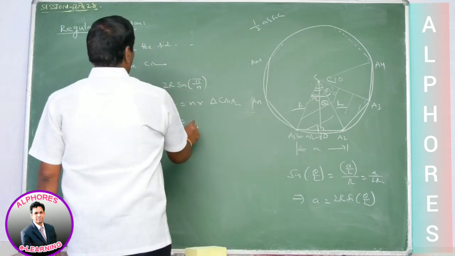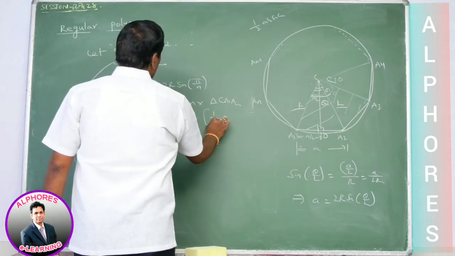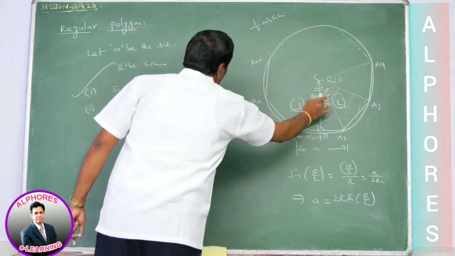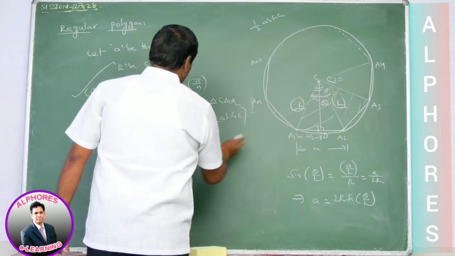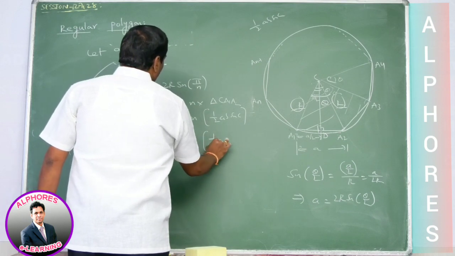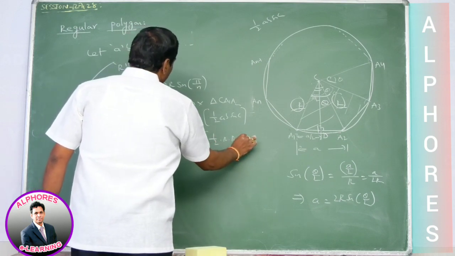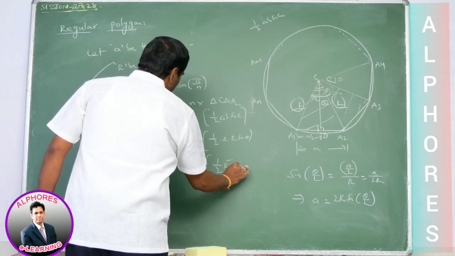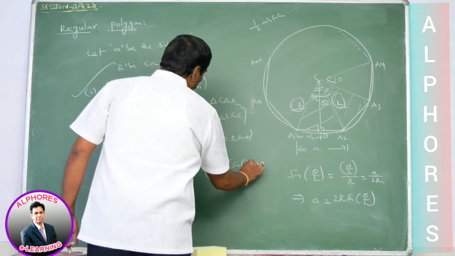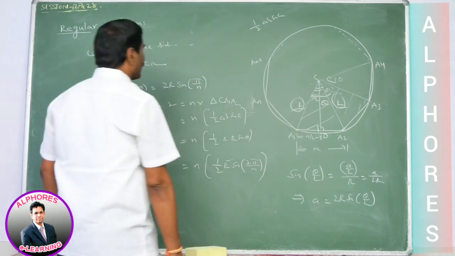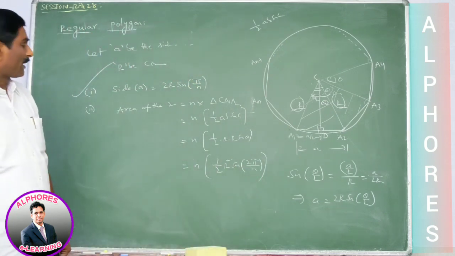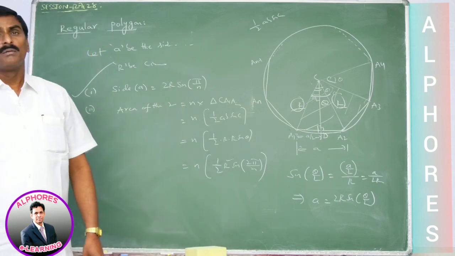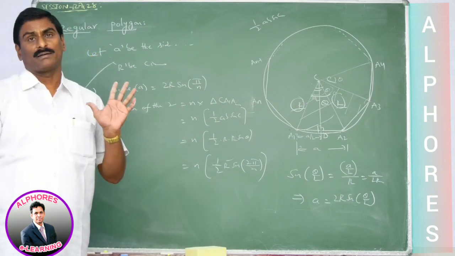So, 1/2 ab sin C. n into 1/2 ab sin C. A is nothing but R, B is nothing but R, and the angle C is nothing but theta. That is equal to n into 1/2 into R into R into sin theta. That is equal to n into 1/2 R square into sin theta, where theta is 2 pi by n. It is the area of the triangle. So n into 1/2 into R square into sin 2 pi by n is the area of the regular polygon. Okay.